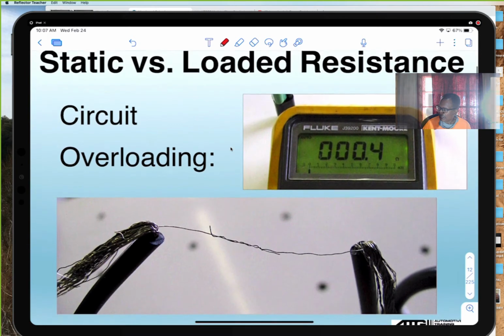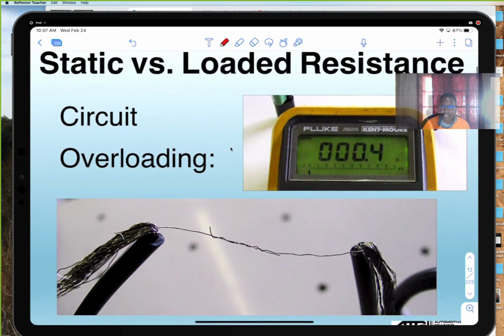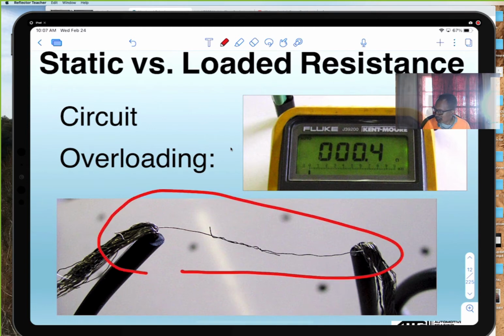Take this example. It's ohming out this wire, checking for resistance in this wire. If I check the resistance in this wire, it will ohm out perfect. But yet, that wire is bad. Anybody know why? Yeah, it's a loose connection. It's not a tight connection.